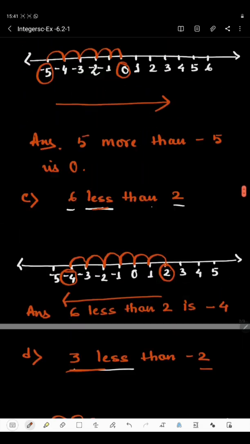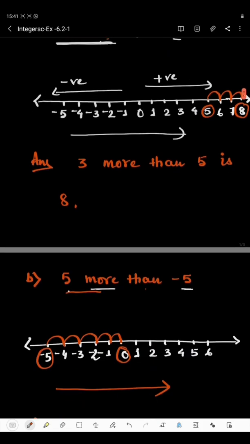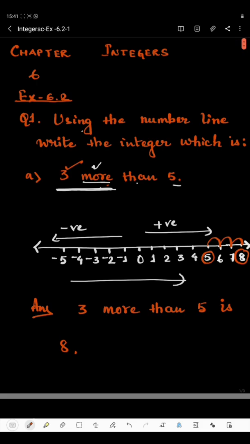So what we have learnt: when you are adding or subtracting using the number line, when the word more is given, that means you are adding. When the word less is given, that means you are subtracting. When using the number line to find the integer, if more is given, we will have to move to the right of that number. Like in the first part we have 3 more than 5, so here we have to start from 5, not from 3. We start from 5 and move 3 steps ahead.